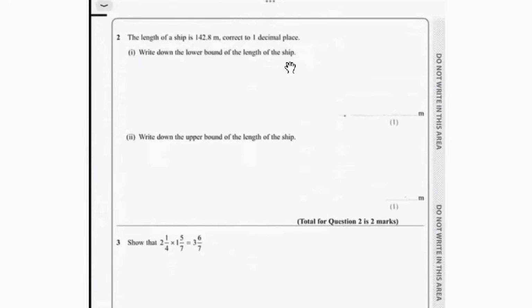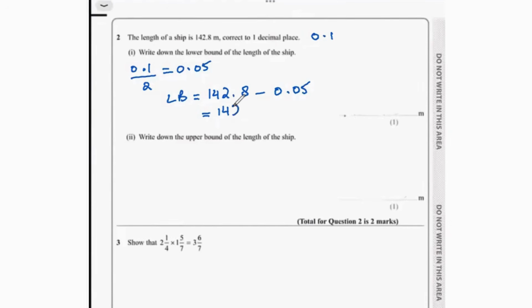Then it says the length of a ship is 142.8 meters correct to 1 decimal place. Write down the lower bound of the length of the ship. So whatever it's correct to, you divide that by 2. So if it's correct to 1 decimal place, that is 0.1. So 0.1 divided by 2 is 0.05. So for the lower bound, we will subtract 0.05 from 142.8. That's going to give us 142.75 as the lower bound.